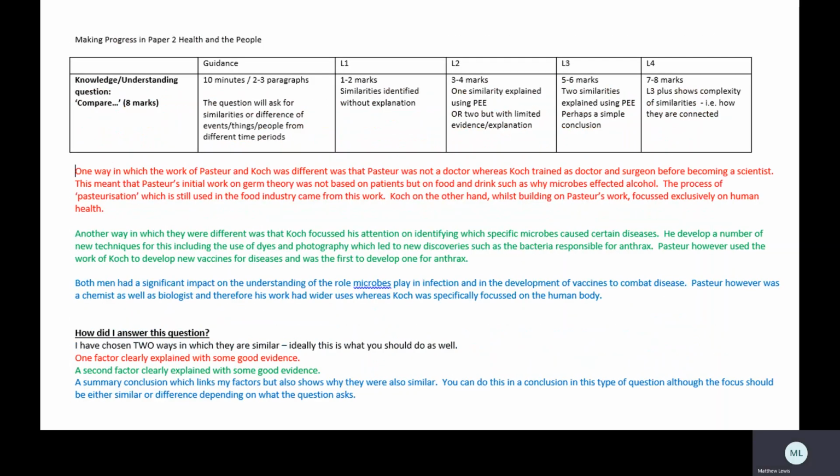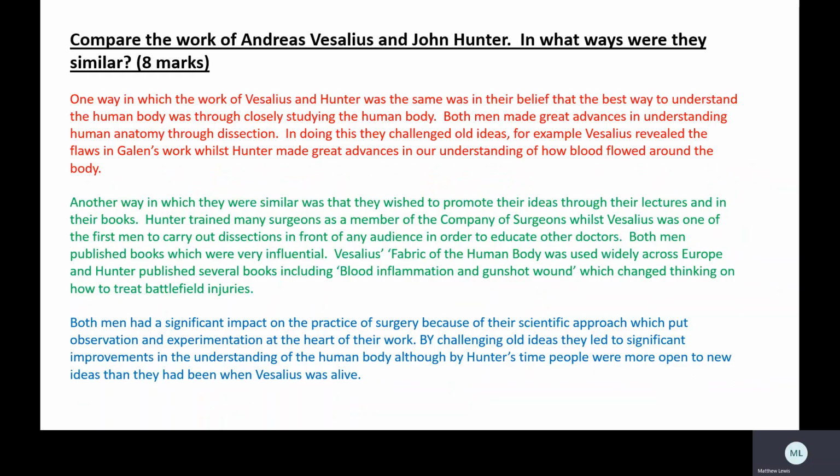Now, I've done exactly the same thing there, by the way, the question written out with the mark scheme above it. I've done exactly the same thing with the Vesalius and Hunter here. This one is about similarity. And so there I've done a paragraph explaining they were similar because they both studied the actual human body. And then I've done another paragraph saying they both were similar because they both promoted their ideas through lectures and books. Probably a slightly easier question, that one. Again, have a look at it, look at what I've written to see the process I'm following. We've obviously got the judgment at the end.